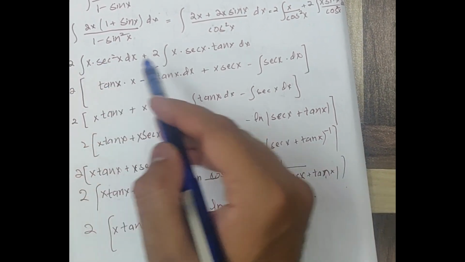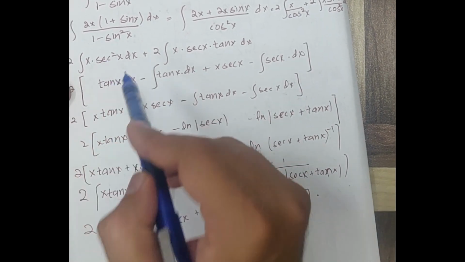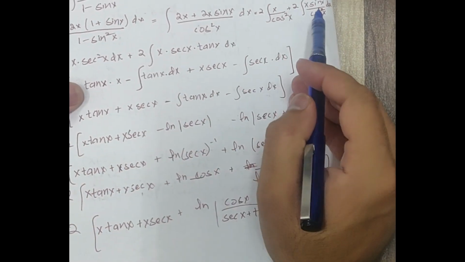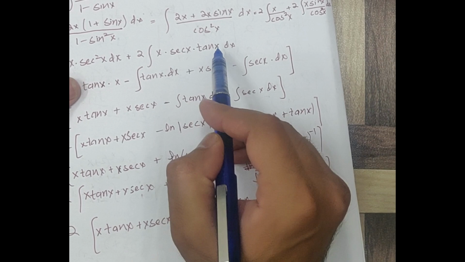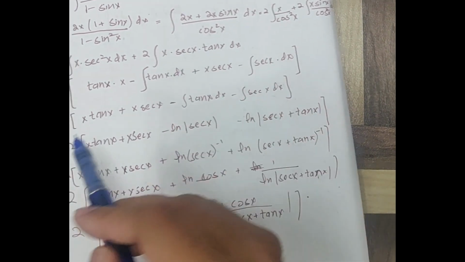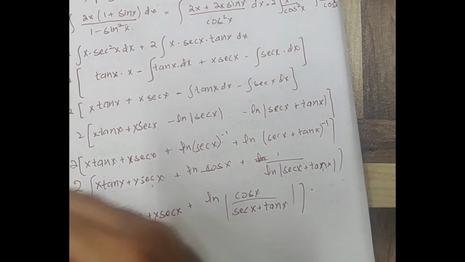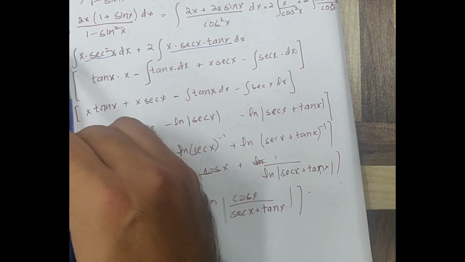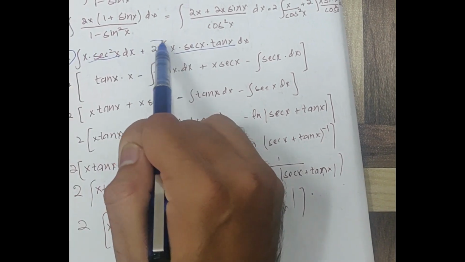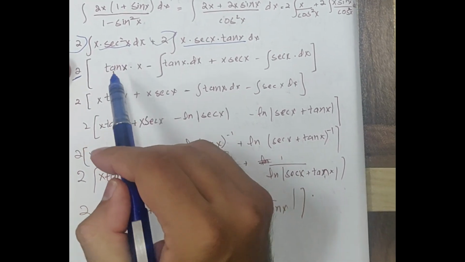We know that 1 over cos squared x is secant squared x, and sin x over cos squared x becomes secant x tan x, multiplied by x. So we will try to solve these two expressions by using the integration by parts technique. I've taken the 2 outside and drawn a bracket around it.